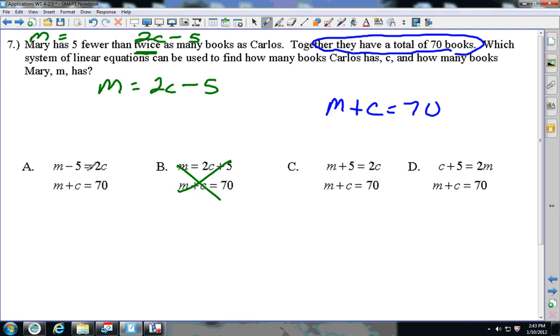Now, this one right here, what if I tried to rearrange this so 2c is by itself? If I did that, I would add 5 to each side, and I get m plus 5 equals 2c. Is that what this says? No, it says m minus 5. This one here, m plus 5 equals 2c. Yes, that works. What about this one, c plus 5? Nope. Your answer should be c. Sometimes you come up with the equations from the words, but they rearrange them, so you need to be careful.